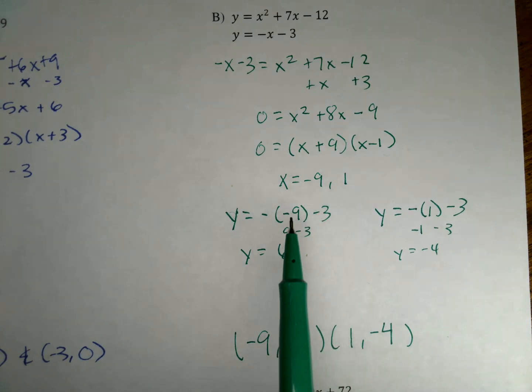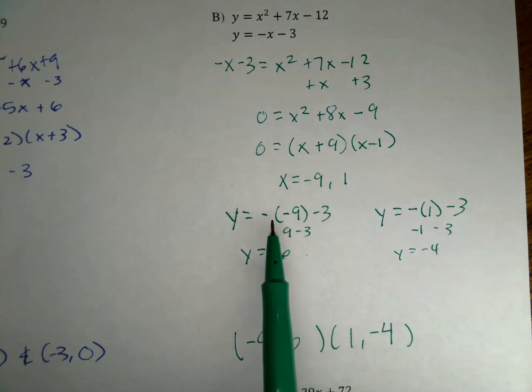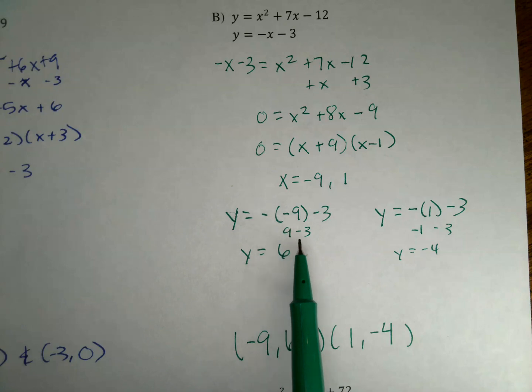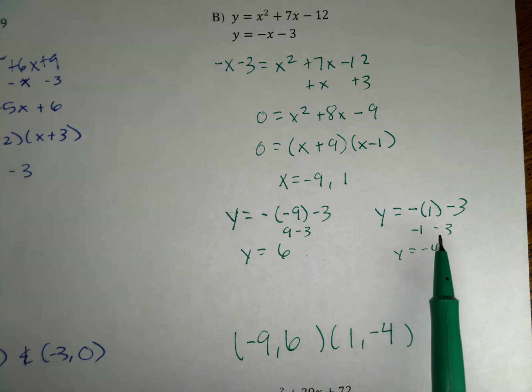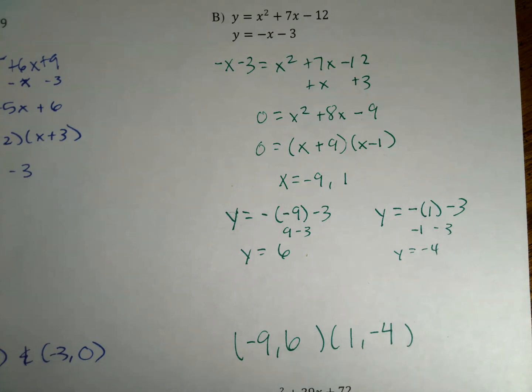If I plug negative 9 into the equation, this is the opposite of x. So the opposite of negative 9 would be a positive 9 minus 3, which would give me 6. And the opposite of positive 1 would give me a negative 1 minus 3, which is negative 4. So these are your 2 points. I want you to try C and D by yourself, both of them, because you're amazing.